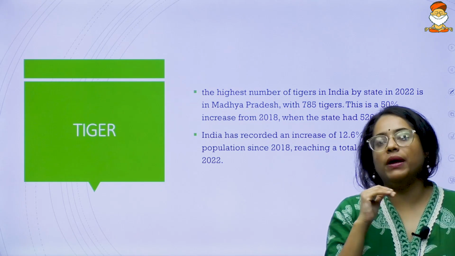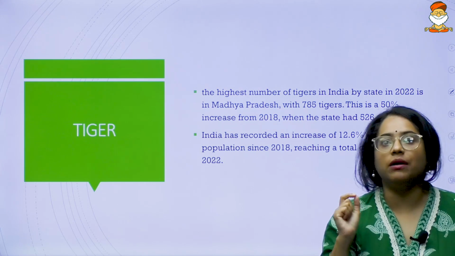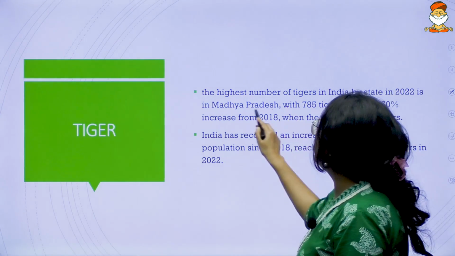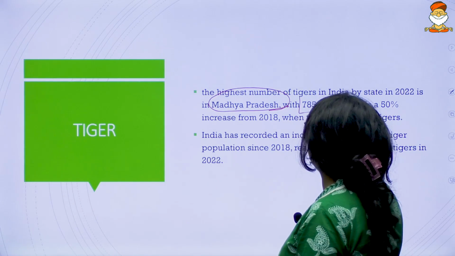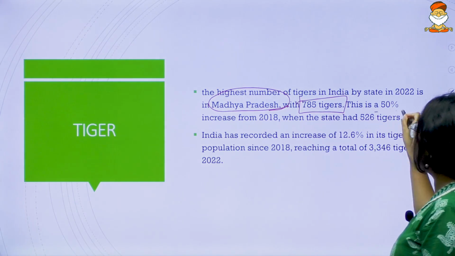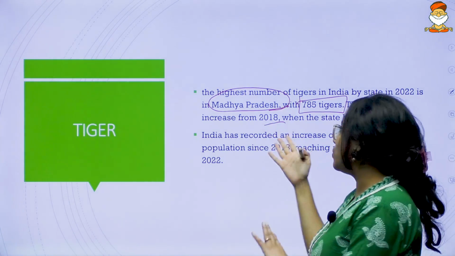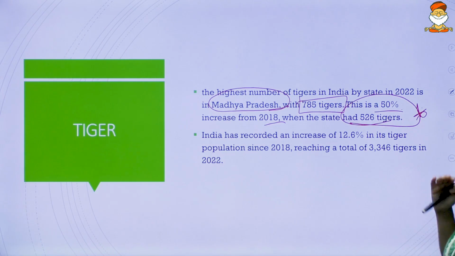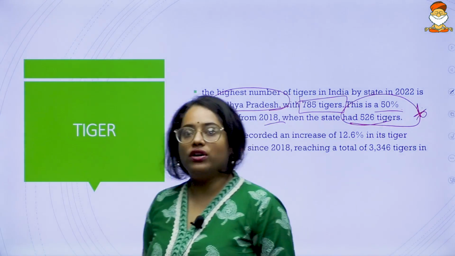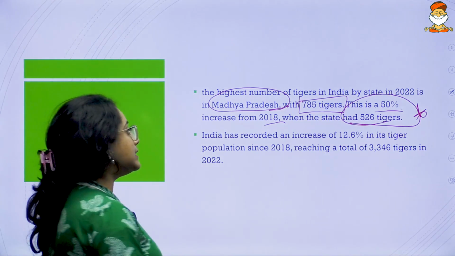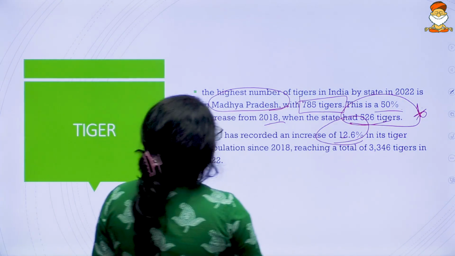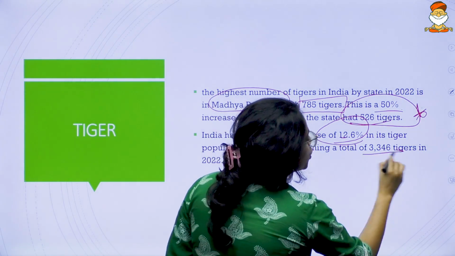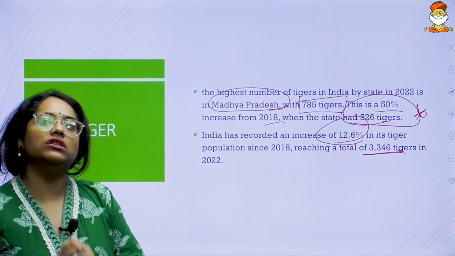As of now, based on the tiger census, the highest number of tigers by state is in Madhya Pradesh. It has 785 tigers. This is a 50% increase from 2018, where the state had 526 tigers. Overall, India has recorded a 12.6% increase in its tiger population, and right now we have an average total of 3346 tigers.